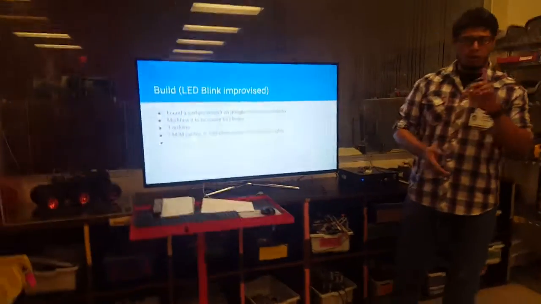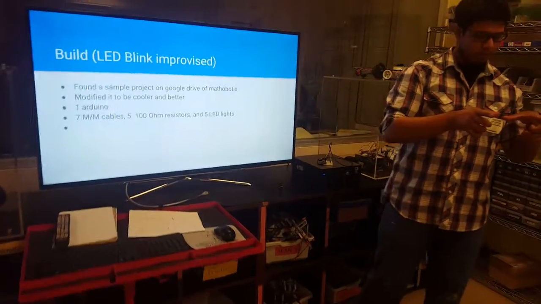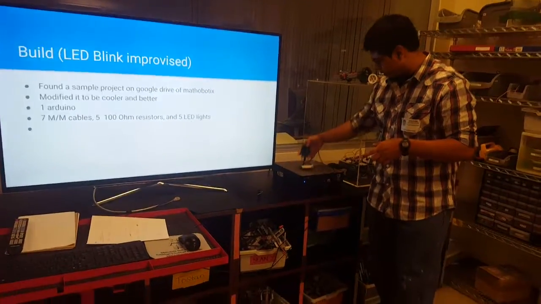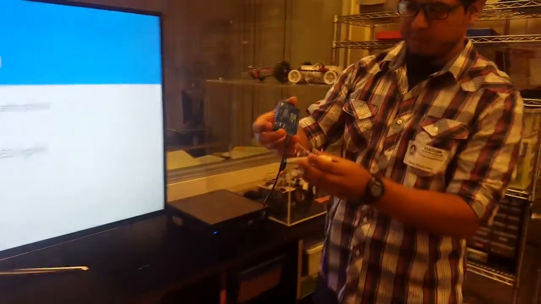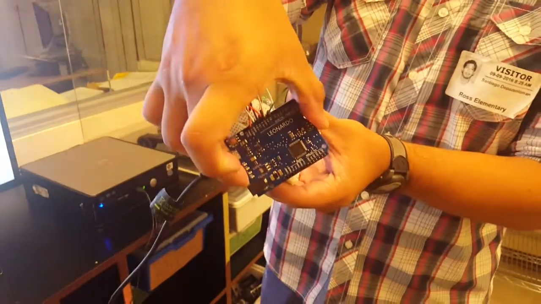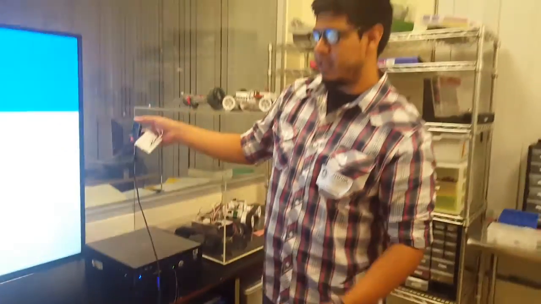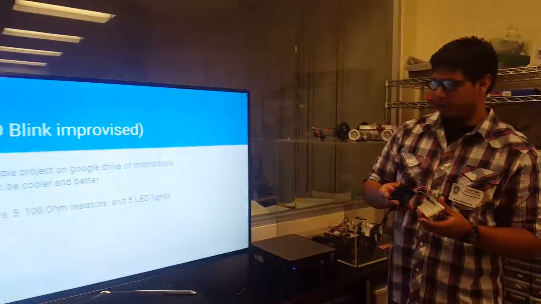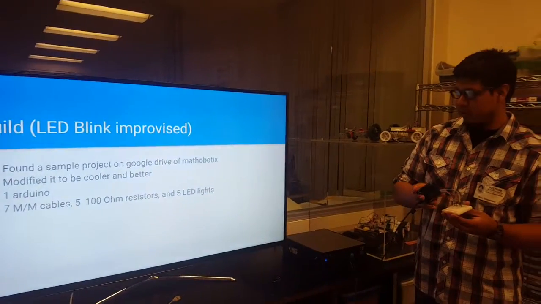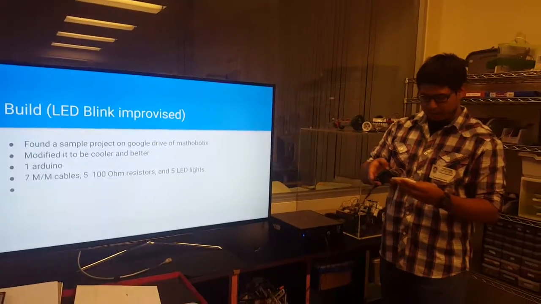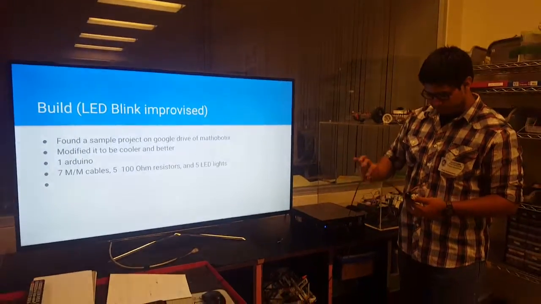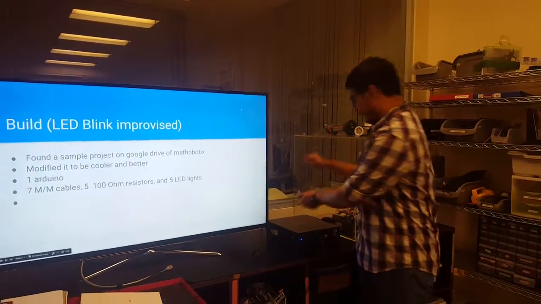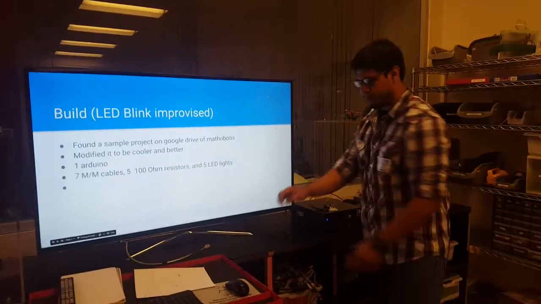I used one, it's not a Raspberry Pi, it's called an Arduino. It's a blue one, as you can see. What I used was 7 male-to-male cables, 5 100 ohm resistors, 5 LED lights, and a cord to micro USB to power up the Arduino.